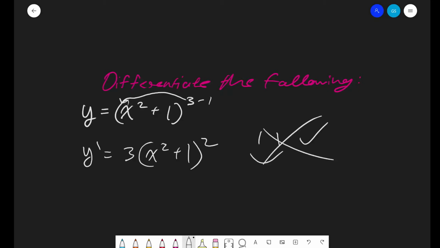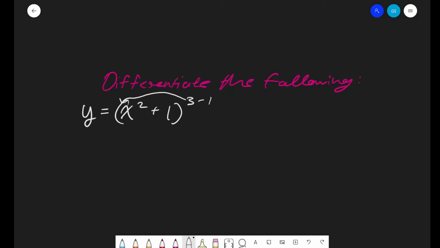Nope, not correct at all. Here's why. You did the outer part, which is great, but you didn't look at the inside guy, right? Inside the bracket, what's going on? We have an x squared and a plus 1 here, right? We can't just neglect that in our differentiation. So there's a new style of differentiation we have to learn now, and I'm going to show it to you.